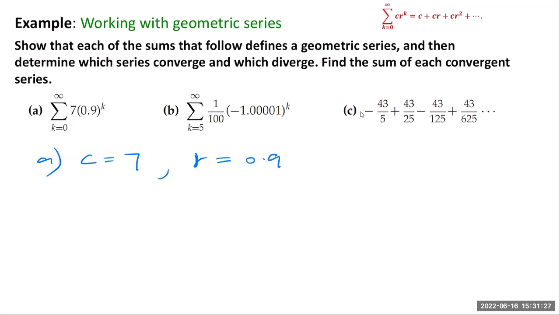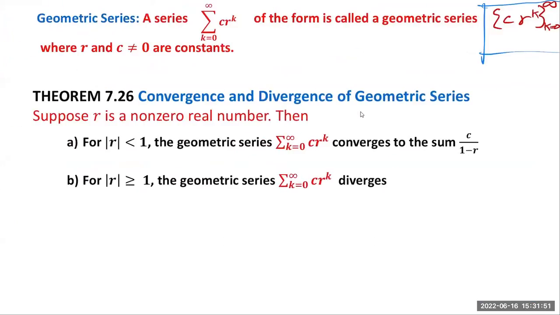Okay. So now what can you say about the convergence? Clearly, this is a geometric series because it takes this form. Now we need to determine whether the series converges or diverges. What do you think? Well, look at R. R is 0.9. That means the absolute value of R is also 0.9, which is less than 1. Now by theorem 7.26, if the absolute value of R is less than 1, this series should converge to this sum, C over 1 minus R.